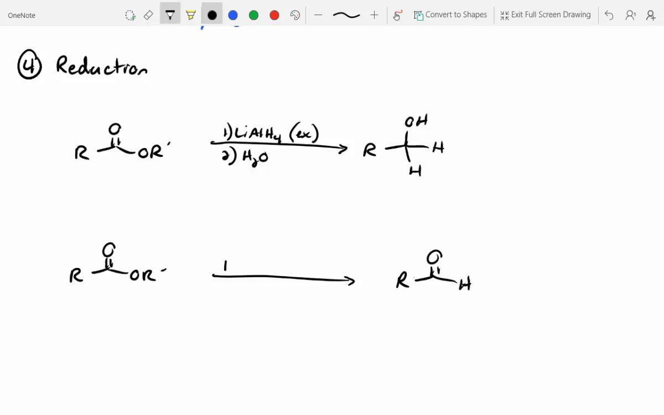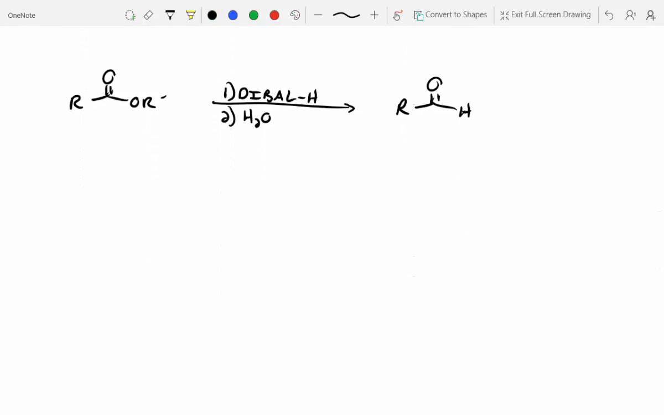And this new reagent that's very similar is called DIBAL. So DIBAL, and sometimes you see it as DIBAL-H. And then we quench this with water. So let's take a look at what DIBAL actually looks like.